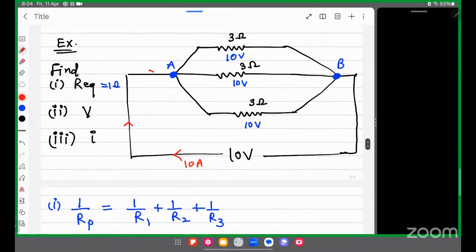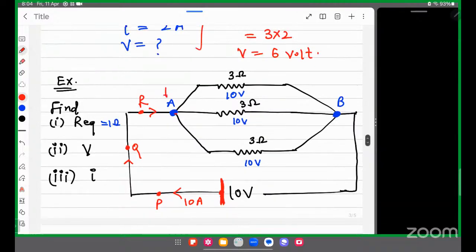And from this terminal of the battery to point A, there is a conducting wire, and at any point of the wire, the value of current will be the same. At point P, point Q, point R, at all these points, the value of the current will be the same, 10 ampere. Because this is a conducting wire, meaning there is no resistance in the wire. So from this point to this point, there will be 10 ampere current.